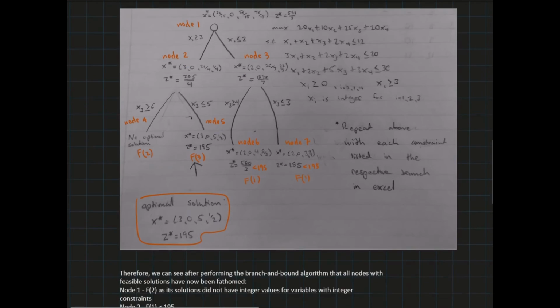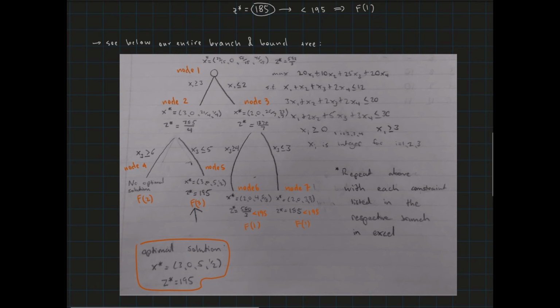And actually, I'm going to scroll down to this very succinct branch and bound algorithm chart that I've drawn. So it's this tree. And we see that F3 is our current incumbent, and Z is equal to 195 is right here. So we revisit node 2 and node 3.